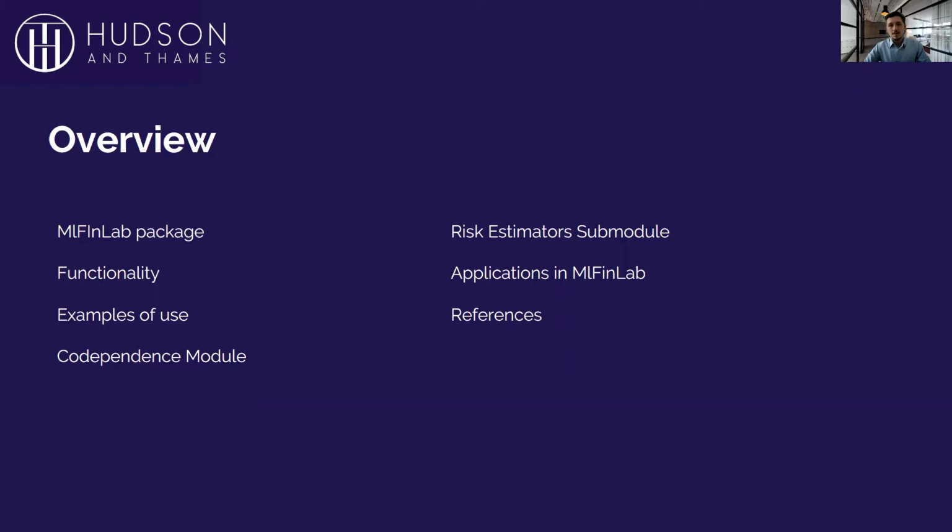So first, I'm going to cover the MLFinLab package and Hudson and Thames. Then I'm going to briefly cover the functionality of the MLFinLab package and show you where you can find the examples of use. Then the main topic of today's presentation: the codependence module and the risk estimator submodule that has tools closely related to the codependence measures. Finally, I will show you where codependence can be applied in the MLFinLab package in particular and in quantitative finance in general. And lastly, there will be links to references for those who would like to study some of the topics in more detail.